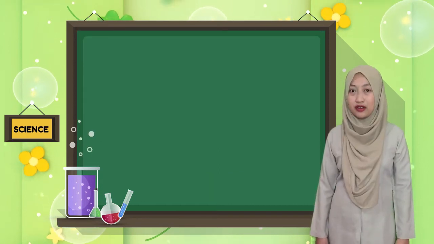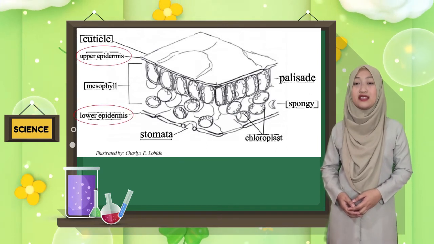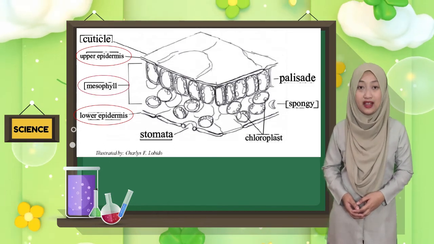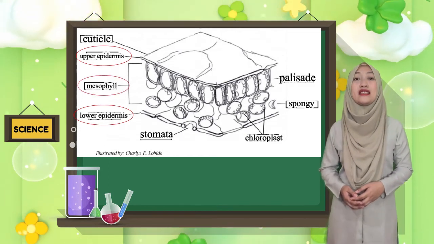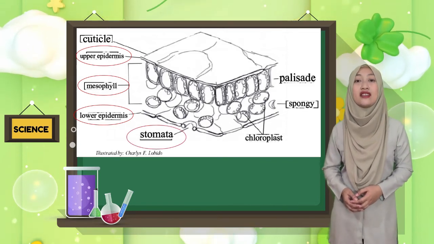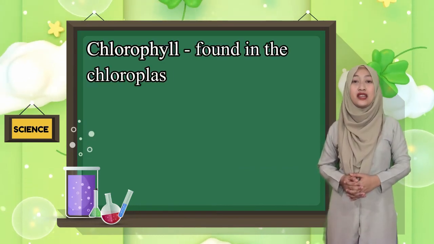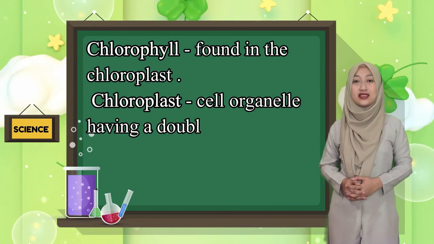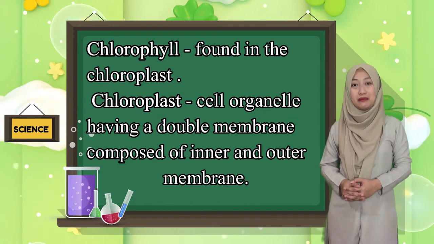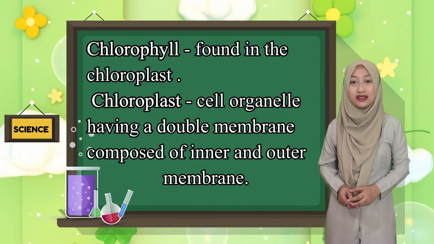So did you get them correct? We have here the upper and lower epidermis that function as protection to the leaves. We also have the mesophyll that is the one that traps the light. And also we have the stomata. This is where the gas exchange takes place. Now what is so special with the leaves that this is where photosynthesis takes place? That is because there is a pigment called chlorophyll that is found in the chloroplast of the leaves.